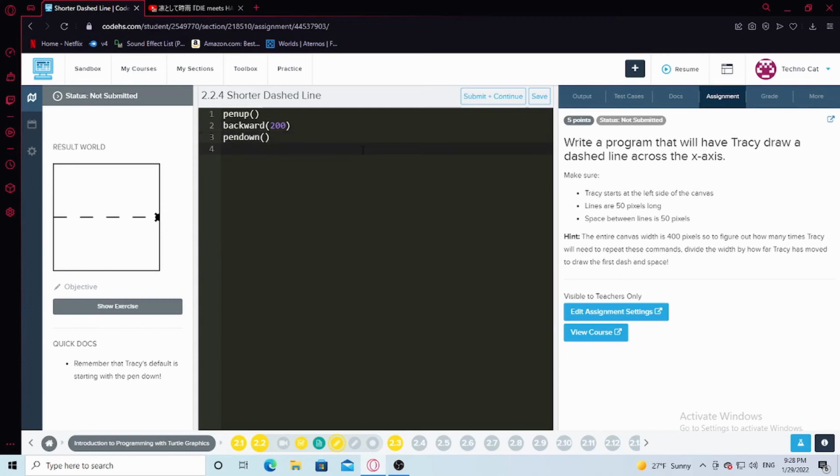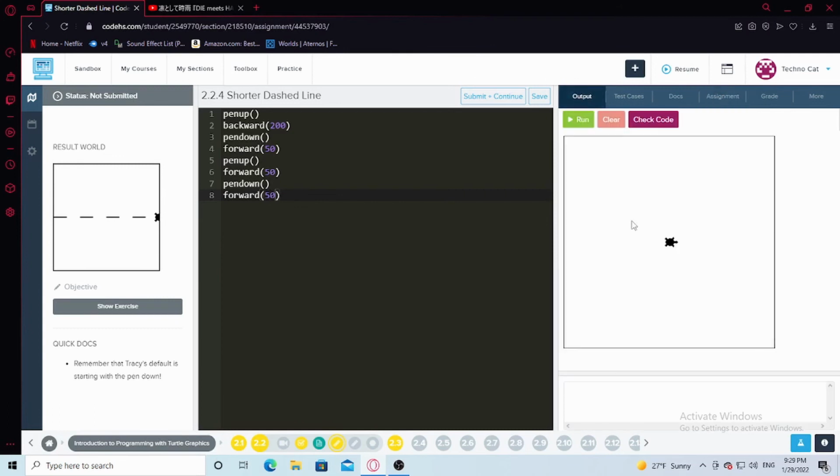Now, with this, we're going to make Tracy move forward. What is it? 50 pixels long? 50. And the spaces are of 50 pixels too, which means that we're going to repeat pen up. And then we're going to move forward another 50. And then we're going to do pen down. And then we're going to move forward another 50. So if we do this, we only have 2 and we need 4 lines.